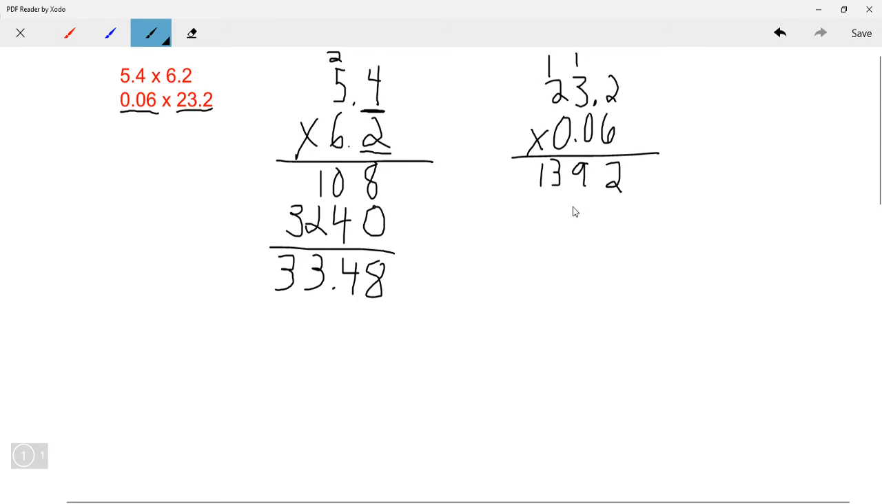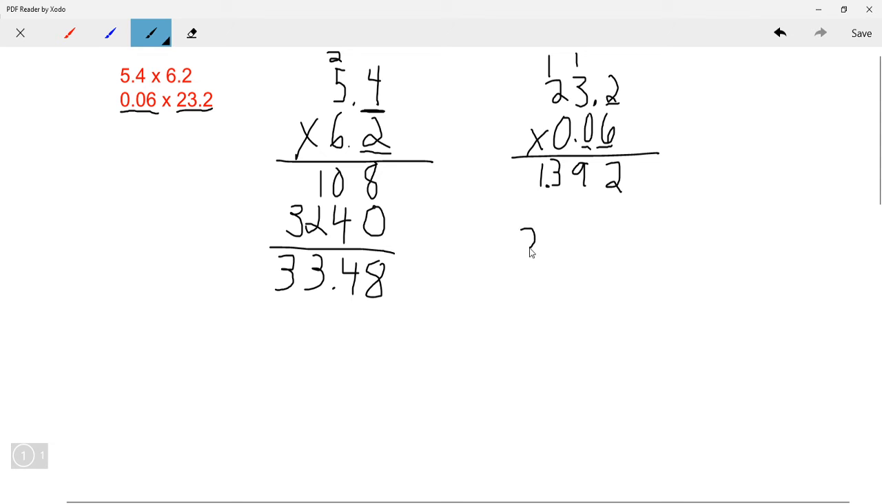Alright, so now I have to figure out how many digits are after the decimal. So we have 1, 2, 3. That means I have to have 3 digits after the decimal in the answer. So I put the decimal right there. 3 digits after the decimal in these, and then 3 digits here, right? So that's it. And the answer is 1 and 392 thousandths.